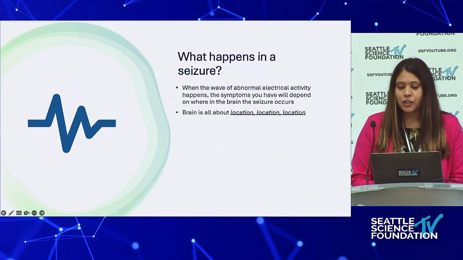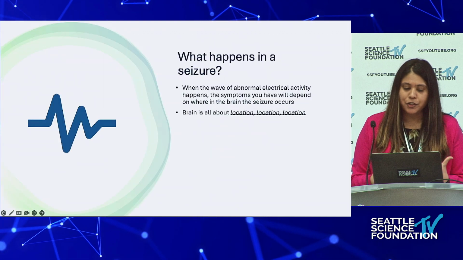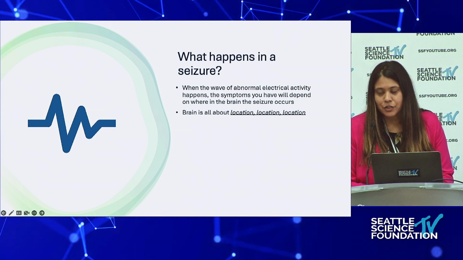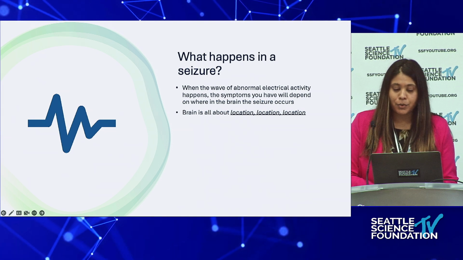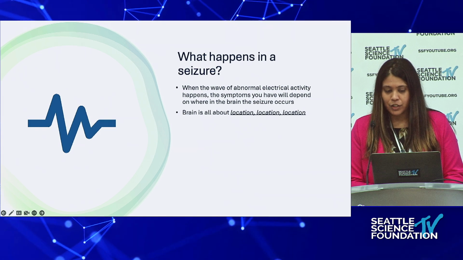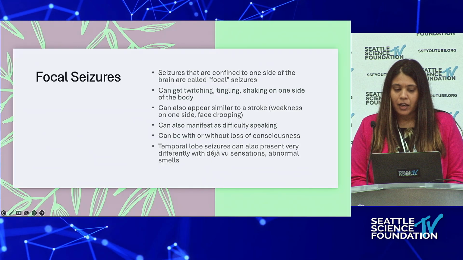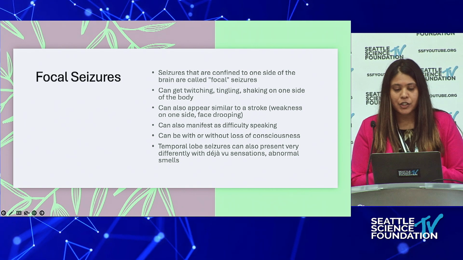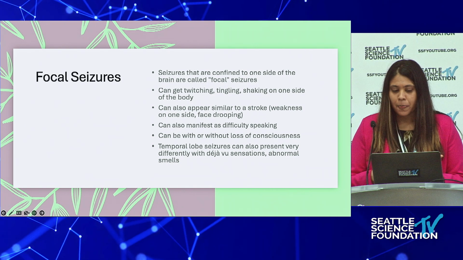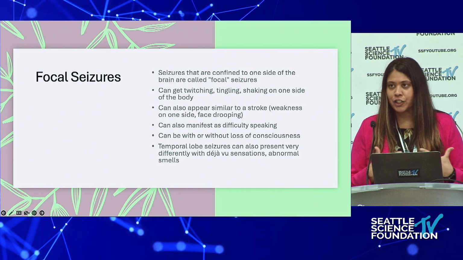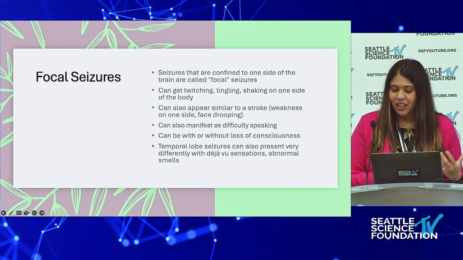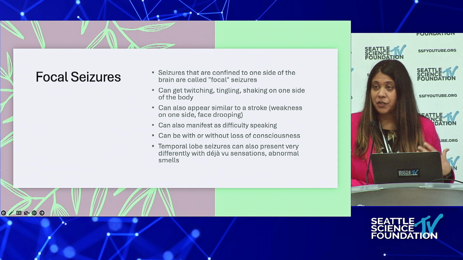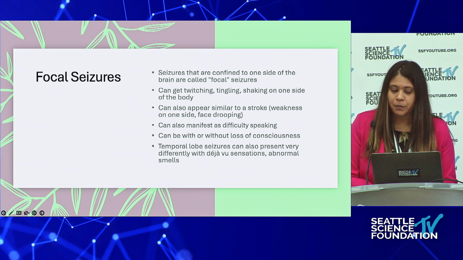What happens in a seizure? So when the wave of abnormal electrical activity happens, the symptoms you have will depend on where in the brain the seizures occur. As you guys may know, the brain is all about location, location, location. And first I want to describe focal seizures. So focal seizures are seizures that are confined to one side of the brain. They can cause twitching, tingling, shaking on one side of the body. Sometimes the symptoms can appear similar to a stroke. So you can get weakness on one side, you can get face drooping. It's pretty scary to see.